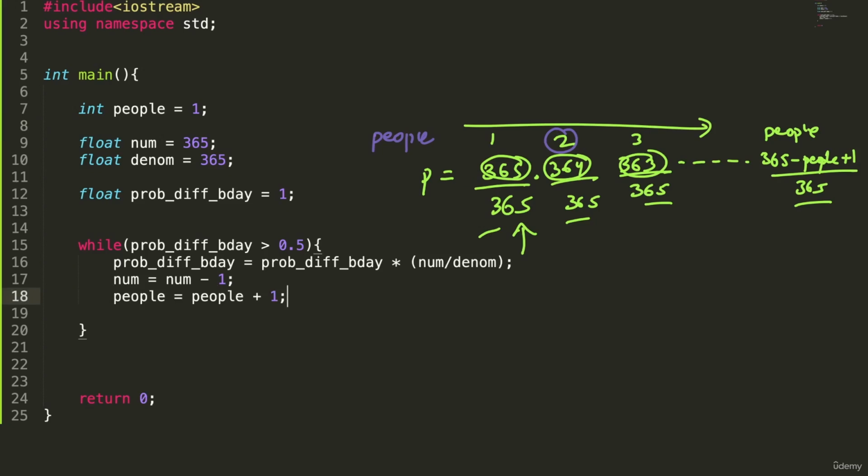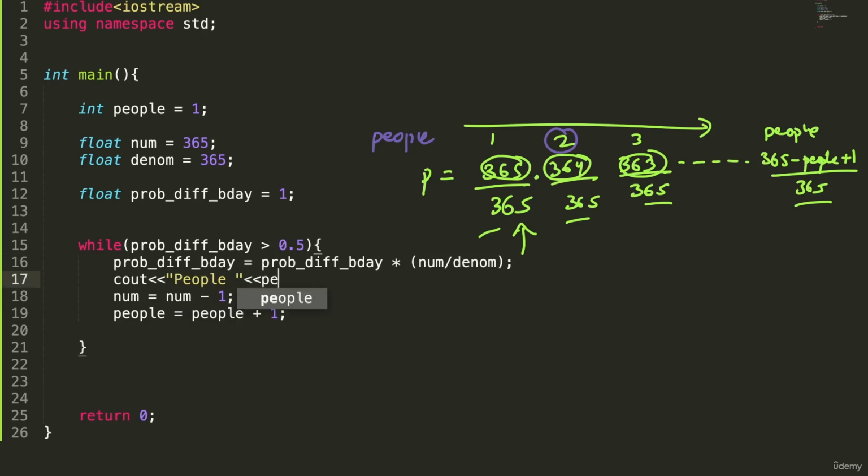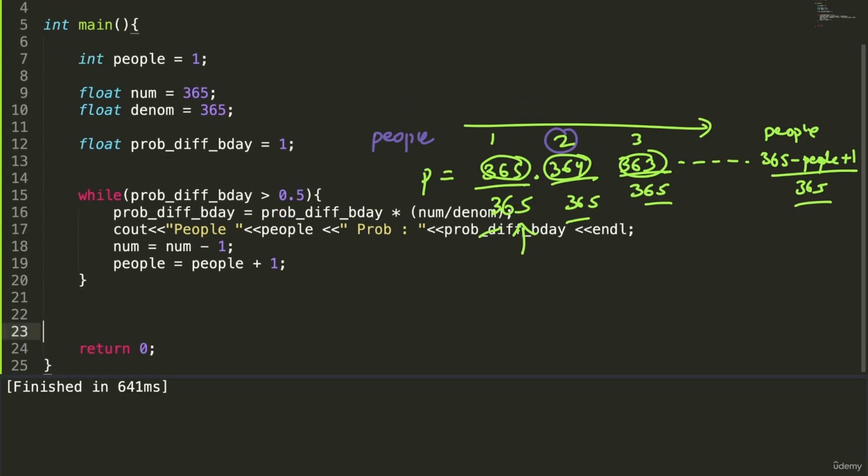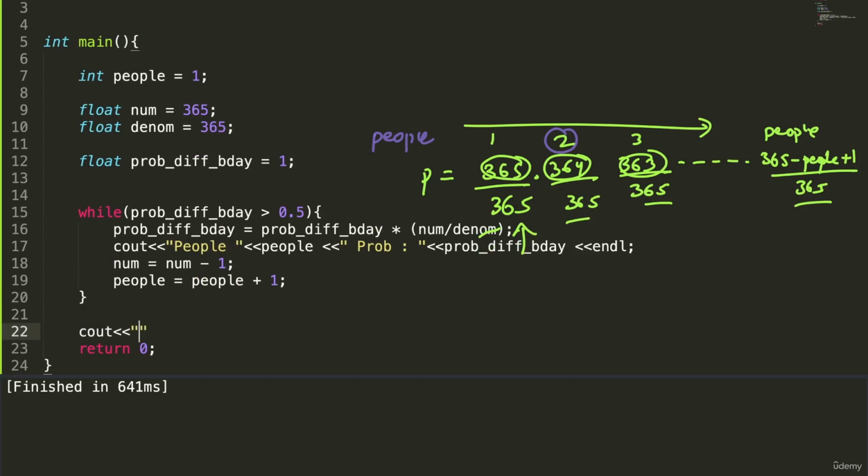And one thing we can do is print this probability. So I can say cout the number of people is this much, that is people, and I can say the probability is this much, that is the probability of having different birthdays, so that you can see how this probability is getting reduced. And finally you can say, okay, the final answer is what?